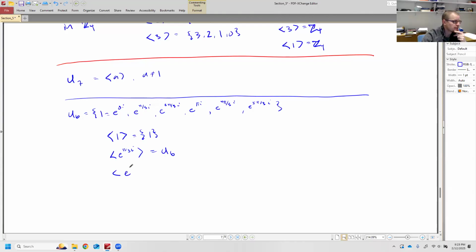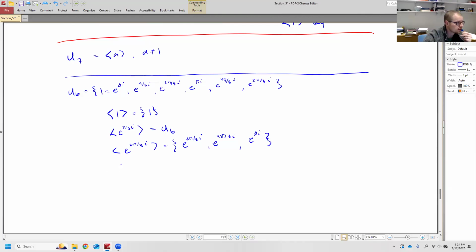Now, if I were to talk about e to the 2 pi over 3 i, that looks a little bit different. Of course I get e to the 2 pi over 3 i, but then when I multiply it by itself, that's going to give me e to the 4 pi over 3 i. And then when I multiply it by that again, it's going to give me 6 pi over 3, which is just e to the 0 i. And then when I multiply by itself again, it brings me back to here. So this is a subset of just 3 elements.